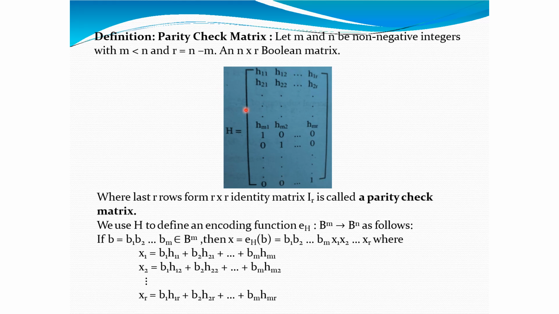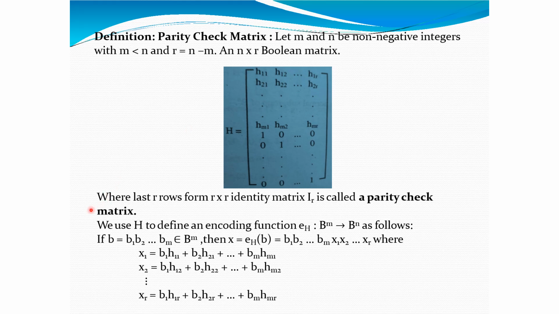Now, Boolean matrix means a matrix whose entries are either 0 or 1. Now, first M rows contain either 0 or 1 and the last R rows form an R by R identity matrix. So, there will be total M plus R, means n rows, and how many columns are there? R columns. So such type of matrix H is called as the parity check matrix.